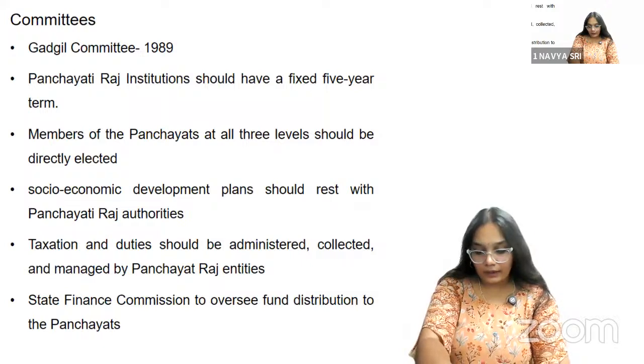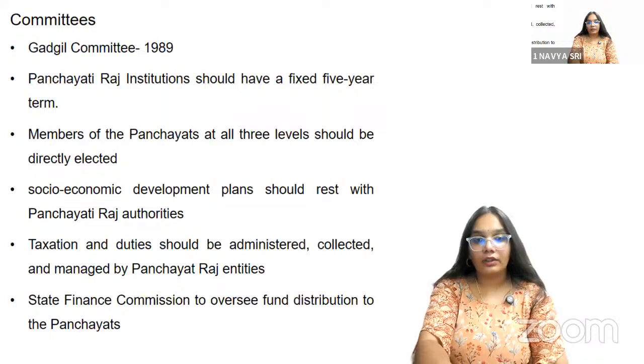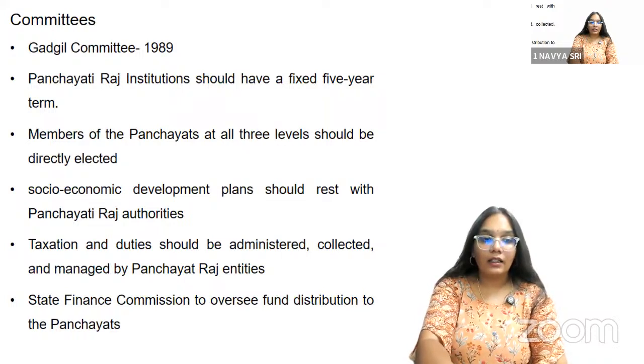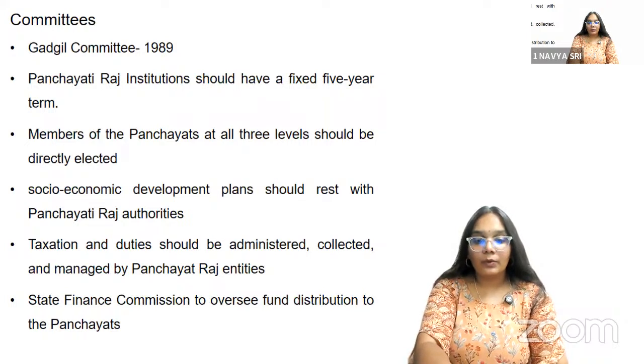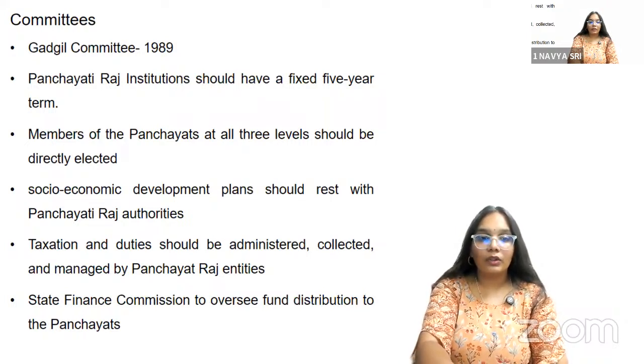Then the Gadgil Committee. So what happens in the Gadgil Committee, 1989? Panchayat Raj institutions should have a fixed 5-year term, and members of the panchayats at all 3 levels should be directly elected. Then socio-economic development plans should rest with the panchayat authorities. Taxation and duties shall be administered, collected, and managed by the Panchayat Raj entities. A State Finance Commission shall be established to oversee fund distribution to the Panchayat Raj system. So these are all proposals by the Gadgil Committee.